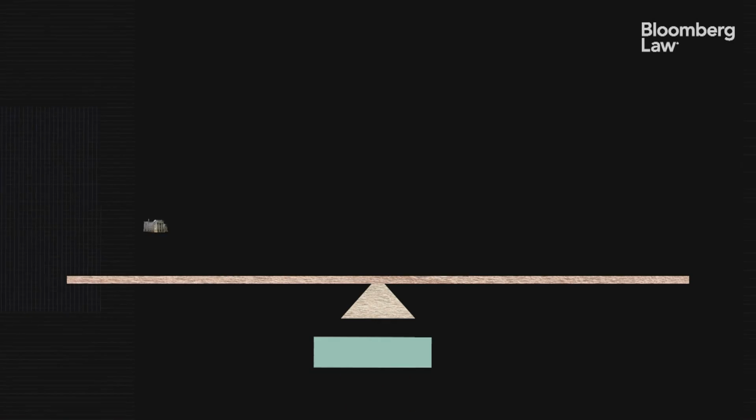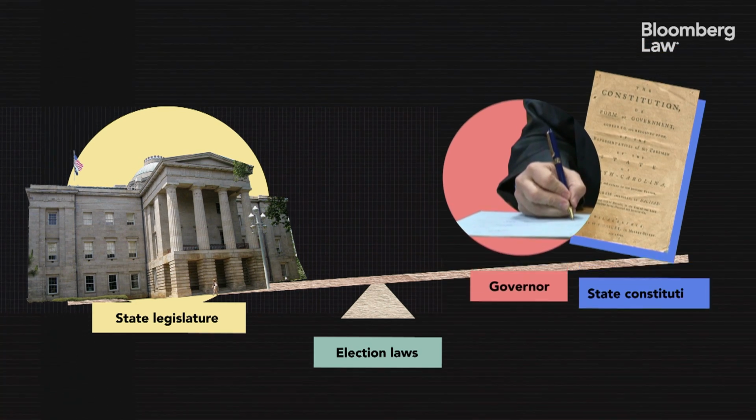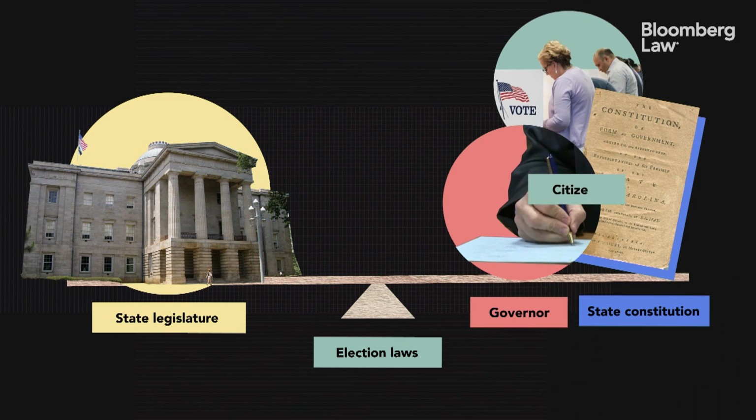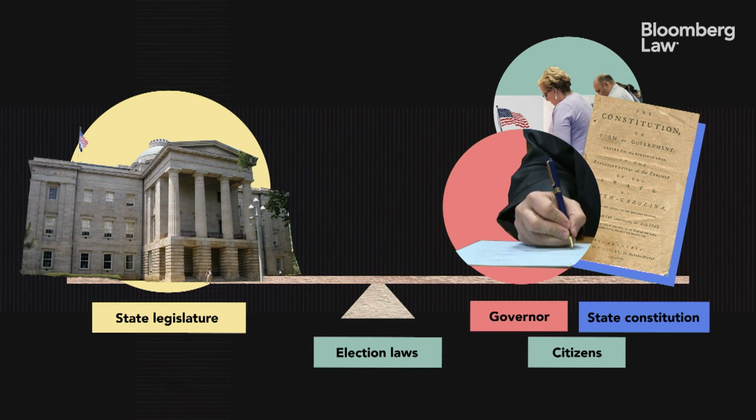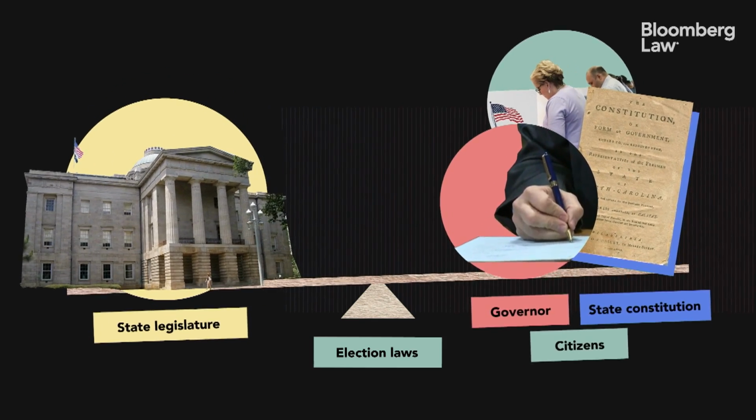The independent state legislature theory is this idea that it's just the state legislature that gets to decide what the rules are going to be for federal elections. State legislatures make the laws that govern our elections. But a state's governor, constitution, and even its citizens, in the form of referendums, can have a say. These checks and balances are a hallmark of American democracy.